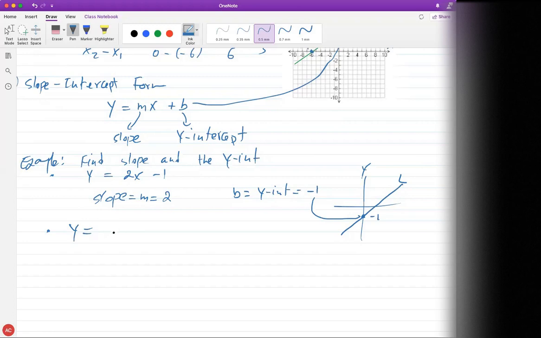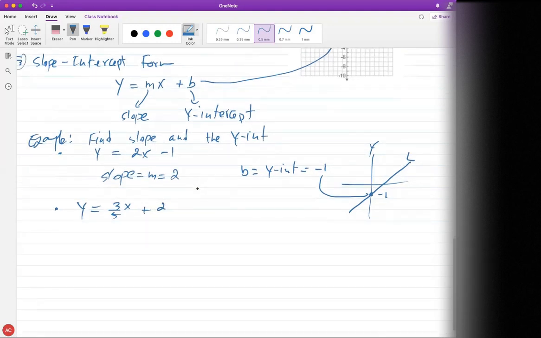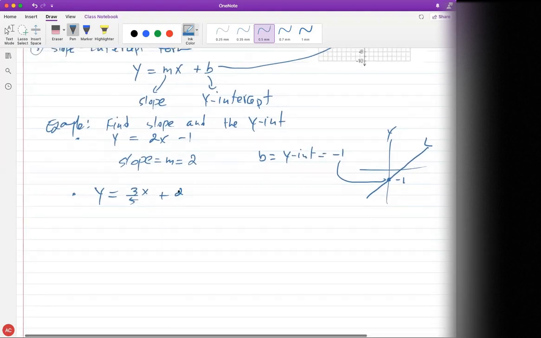Let's do another one here. Okay, what is the slope here? The slope, or the number next to the x, is this one here, so m is 3/5. And of course, the y-intercept is 2.